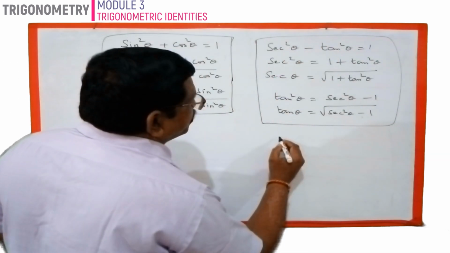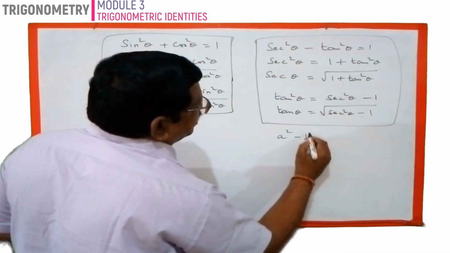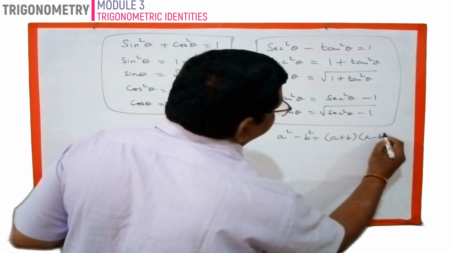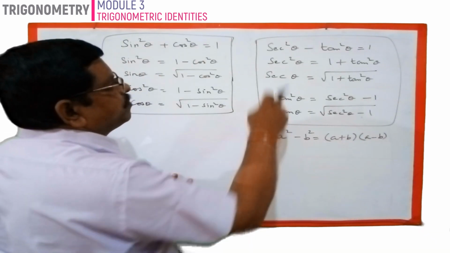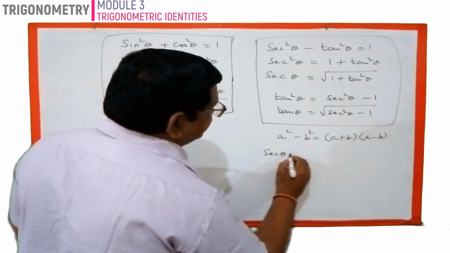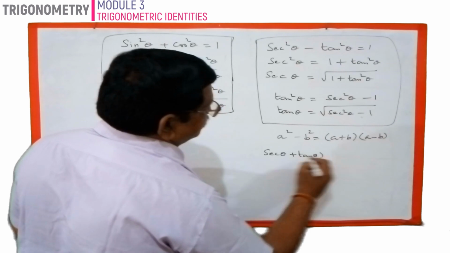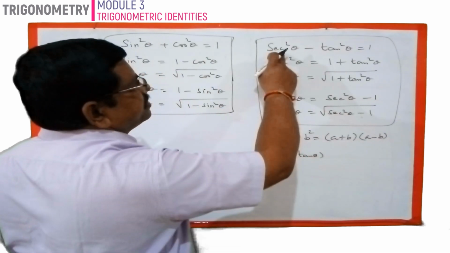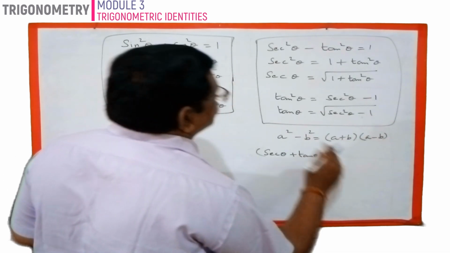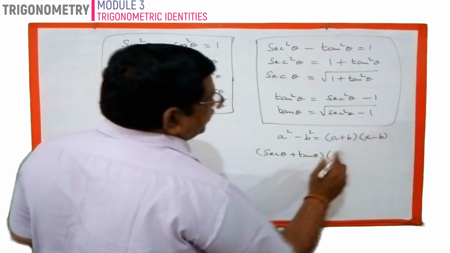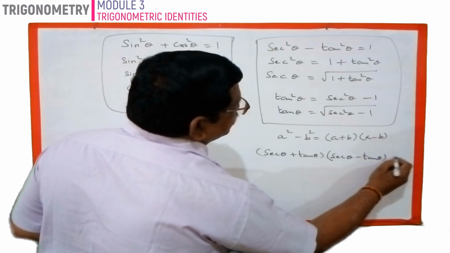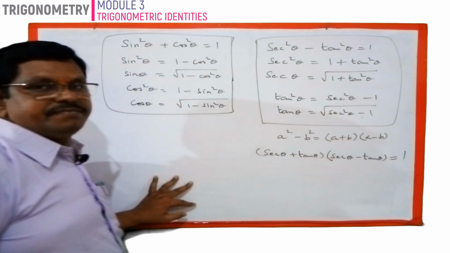Now we have one formula, that is a square minus b square is equal to a plus b into a minus b. If you apply this formula in this case, it will be changed as secant theta plus tan theta. Here a square is nothing but secant square theta. So a is nothing but secant theta into a minus b, so secant theta minus tan theta. Already we know this is equal to 1.